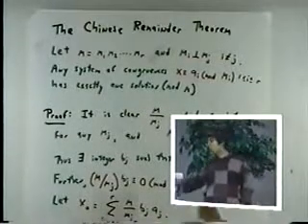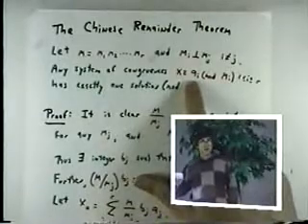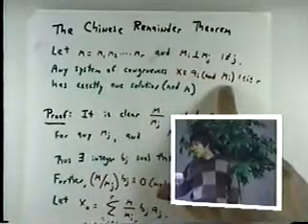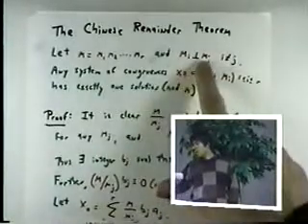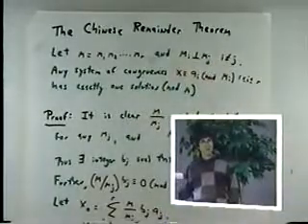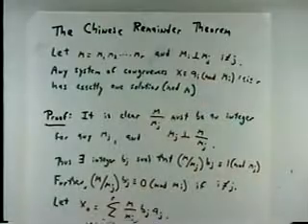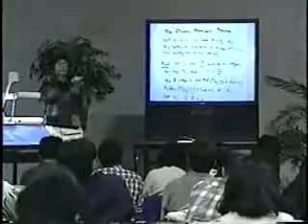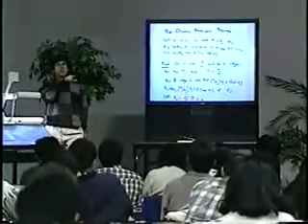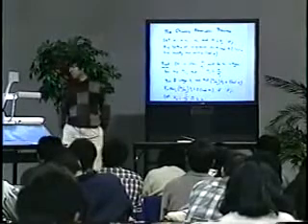The a_i can be whatever they want to be. The m_i, the moduli, have to be relatively prime, and that gives us a solution. Then I claim there's only one solution to this thing. Any questions about that? Let's try to prove that.